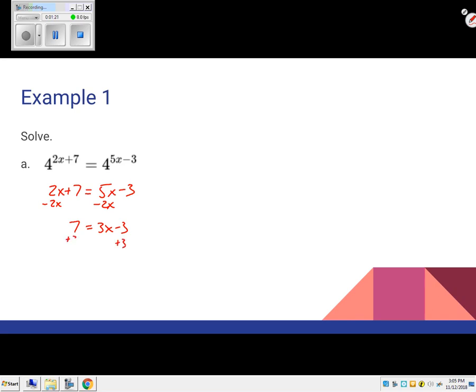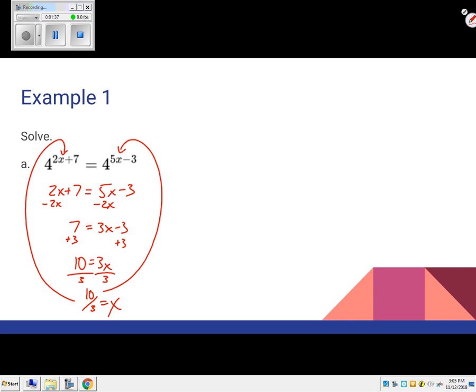Add 3. I get 10 is equal to 3x. Divide both sides by 3, and I get 10 thirds is x. I can definitely solve, or I did solve it. I can definitely check my answer by plugging this 10 thirds back in for x on both sides of the equation.